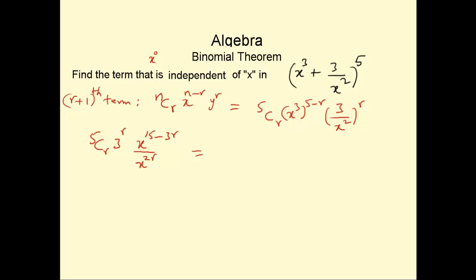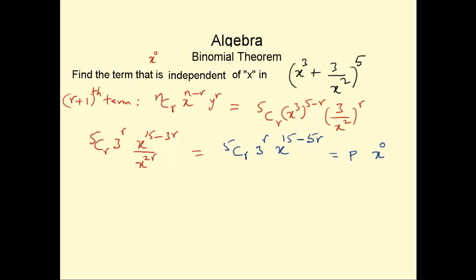So now if you send the denominator, which is x to the power 2r, to the numerator, it becomes x to the power minus 2r. So this becomes 5Cr 3 to the r times x to the power 15 minus 3r minus 2r, which becomes minus 5r. So now if this is an independent term, then this would be some constant times x to the power 0.